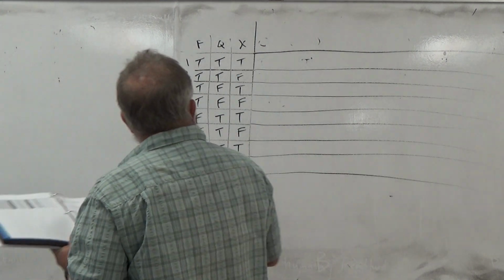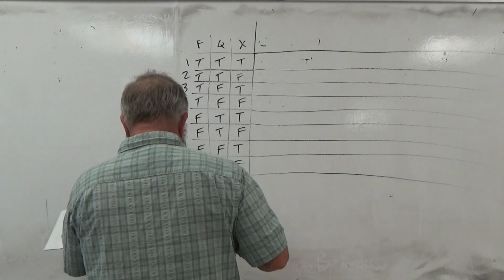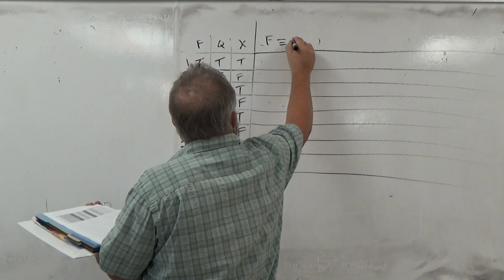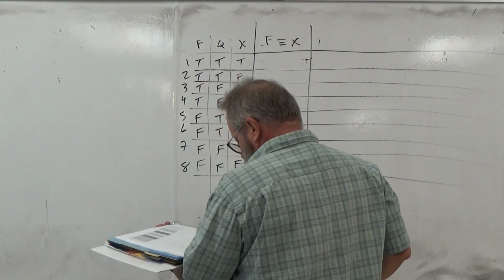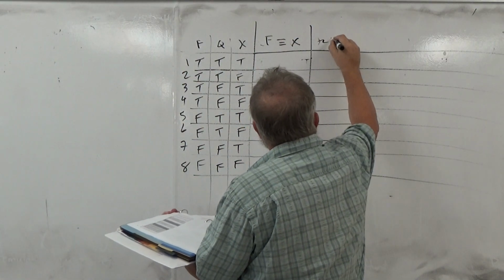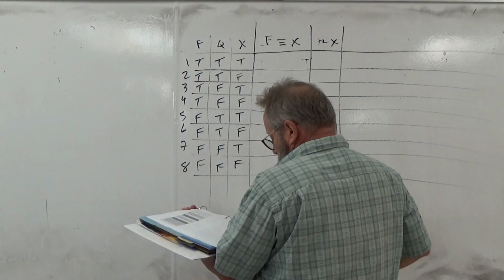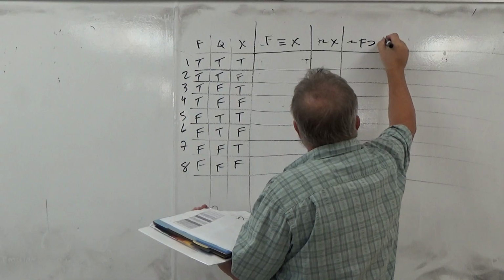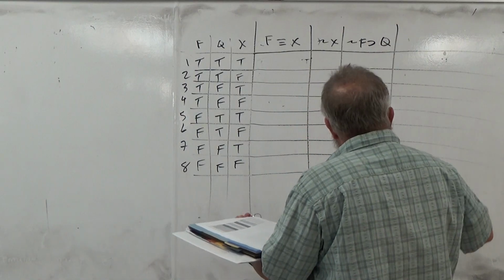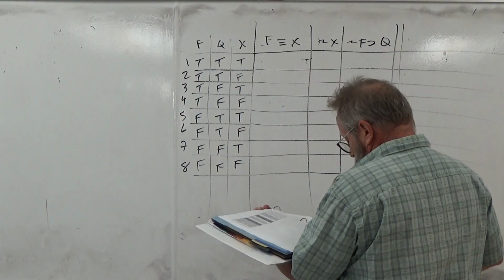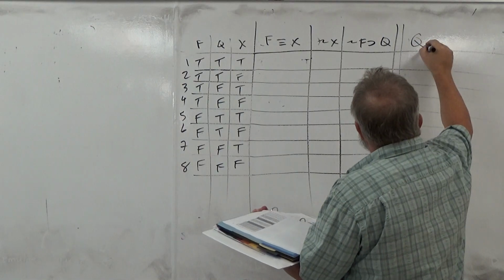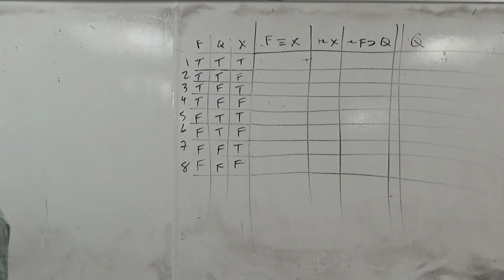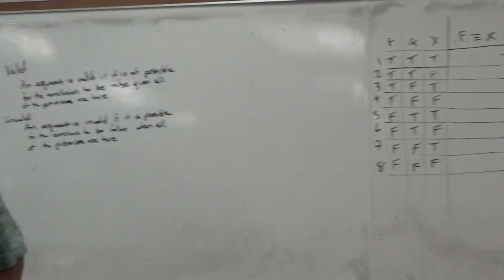Okay, well, I've got to write the premises out. Premise number 1 is F if and only if X. Premise 2 is not X. Premise 3 is not F, then Q. And then the conclusion is Q. Okay? So now using the truth table, we have to determine whether this is valid or invalid.